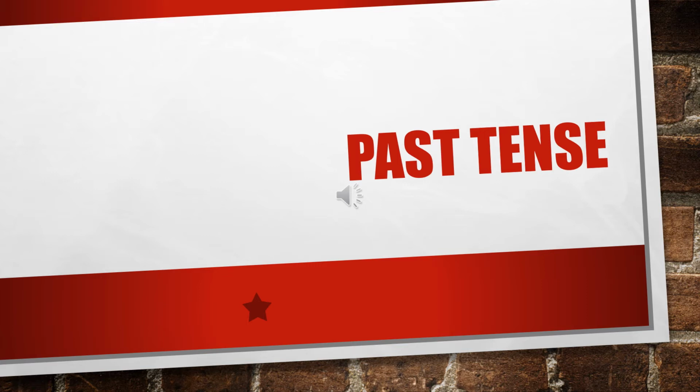We can form the past tense by adding D, the alphabet D, to the verb. Example, save, saved. Prove, proved. We can also add ed to the end of the verb. Example, play, played. Yell, yelled.